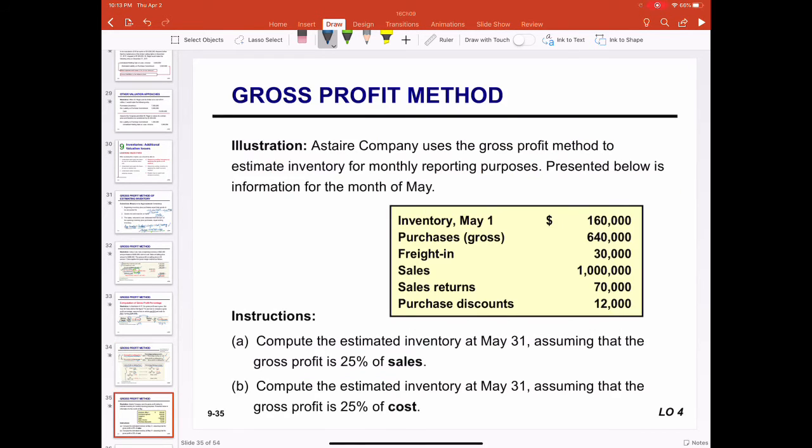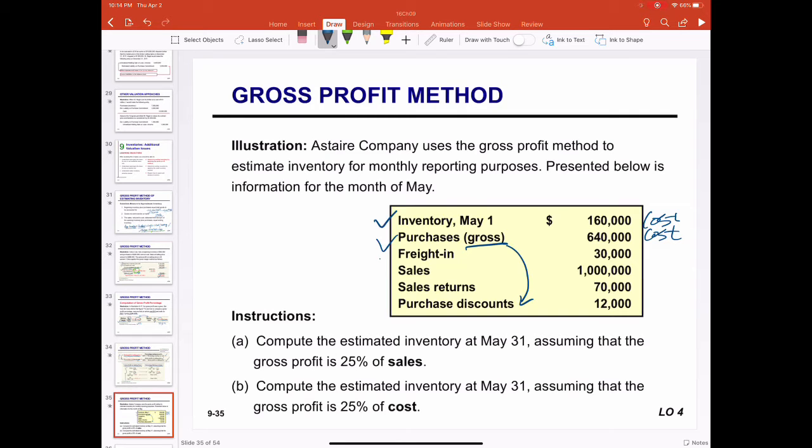Next, we're going to use an example to show you how to estimate the ending balance of inventory. What we are given is the beginning balance of inventory at cost and purchases at cost. The gross means that if we subtract the purchase discount, we get net purchases.